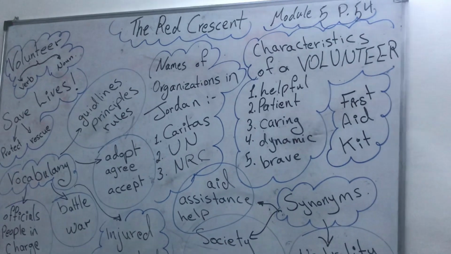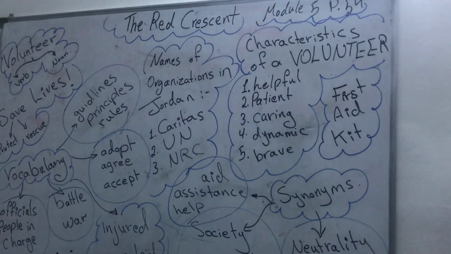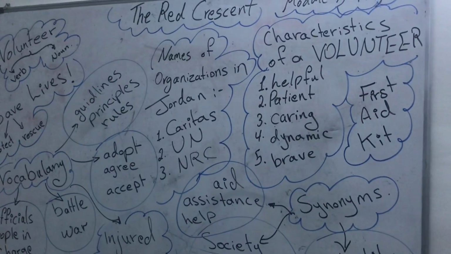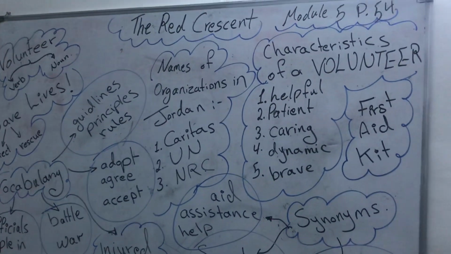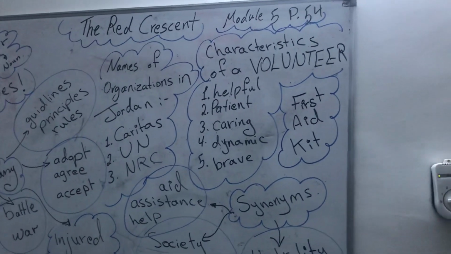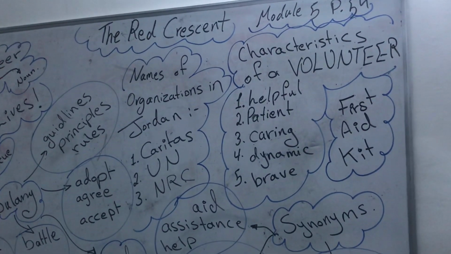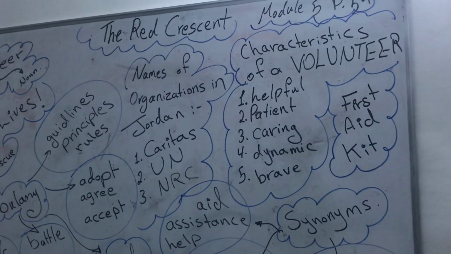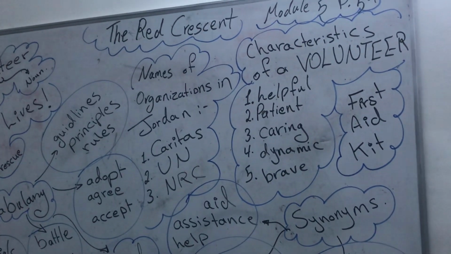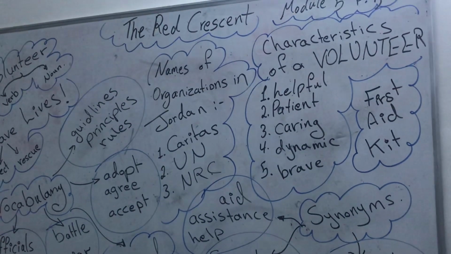And let's have a couple of new information regarding this topic. We have a couple of organizations in Jordan that help people who need help, such as Caritas, the United Nations, and the NRC organization. And you guys should know the characteristics of a volunteer. If you are volunteering, what are the characteristics, what are the qualities that you have to have in order to volunteer? Some of these characteristics are to be helpful, patient, caring, dynamic, brave. You have to be a brave person.